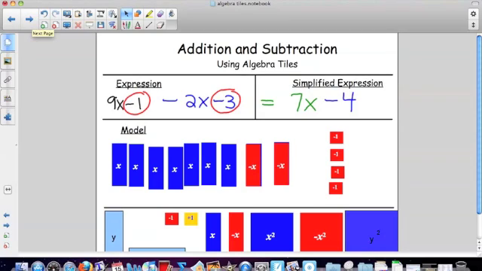Does everyone have a seminar sheet? Yes? Okay, good. And please write down a note to yourself to make sure you're using colors when you do the algebra tiles. Otherwise, I will not be able to figure out if it's positive or negative. Yes, that's fine as well.